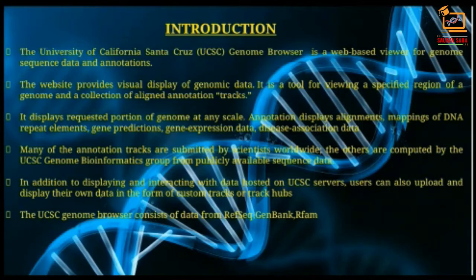It contains a collection of aligned annotation known as tracks. Genome annotation tracks include information such as assembly data, genes and gene prediction, mRNA and EST evidence, comparative genomics, regulation, expression and variation data. Many of the annotation tracks are submitted by scientists and people at UCSC. However, users can also upload their own data in form of custom tracks.